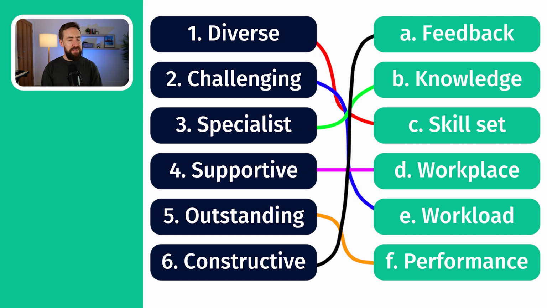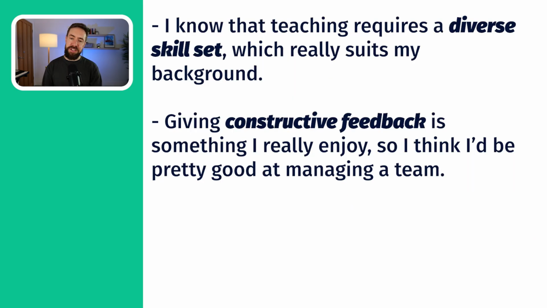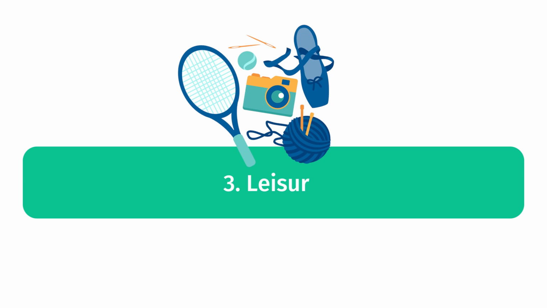And we've got a couple of example sentences for these collocations. Let's look at the first one. It says, I know that teaching requires a diverse skill set, which really suits my background. So you have to be good at different things if you want to be a teacher. And then, giving constructive feedback is something I really enjoy, so I think I'd be pretty good at managing a team. The third very common topic is leisure, so fun, relaxing, the things that you like to do.